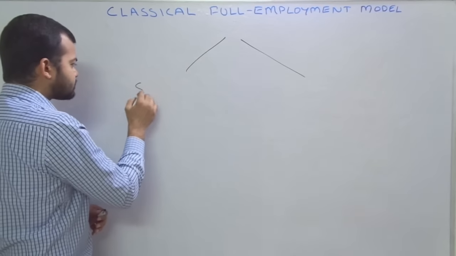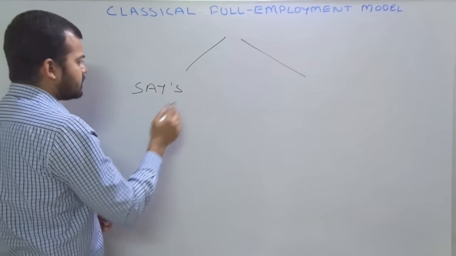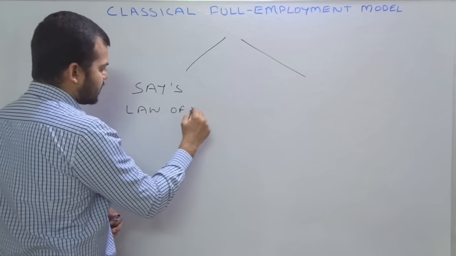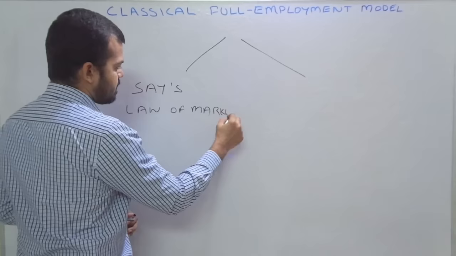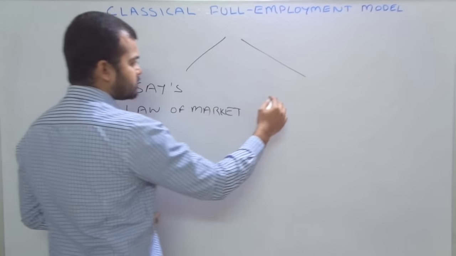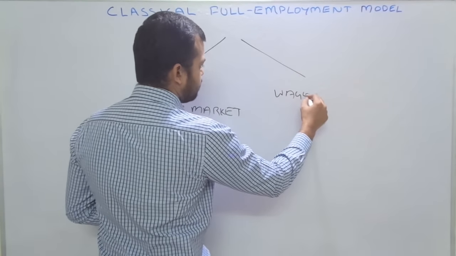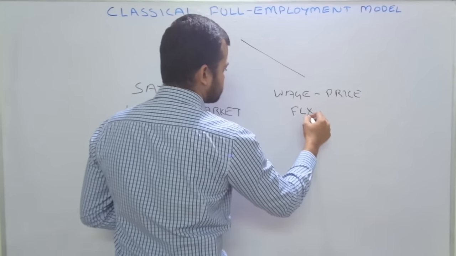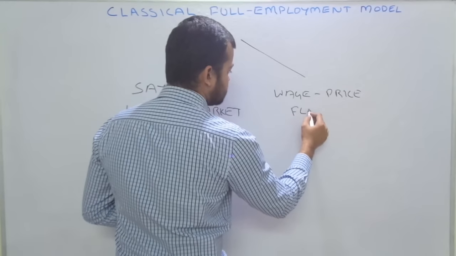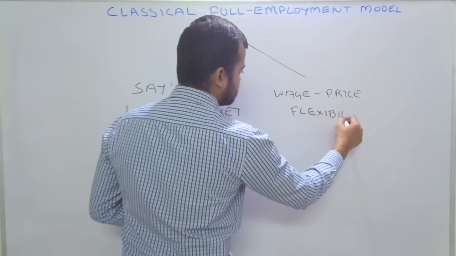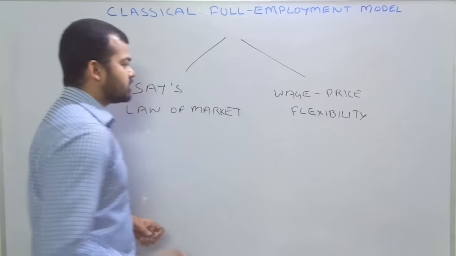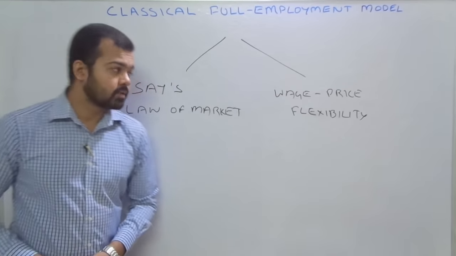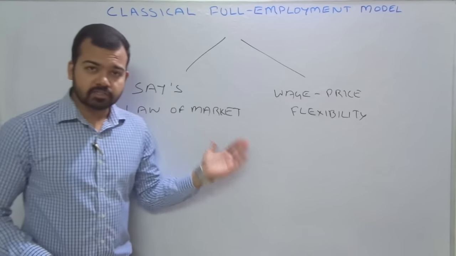The first is that the classical model is based on Say's law of market. And the second notion is wage price flexibility. So these are the two important basic notions the classical economists based their model upon. First of all, we will understand Say's law of market.